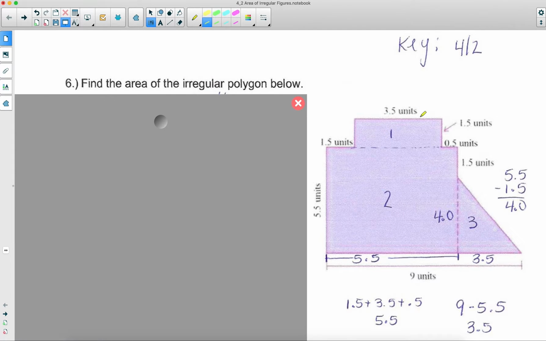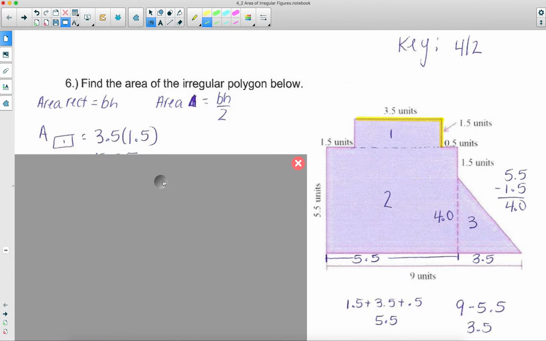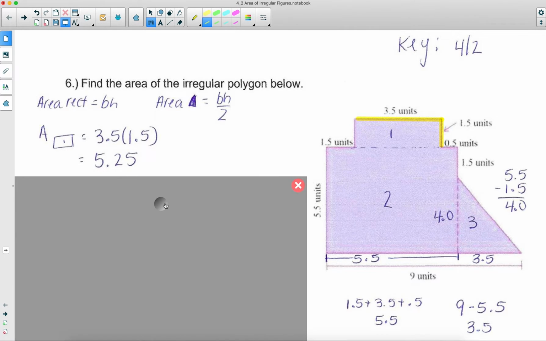So I went ahead and I said, well, if I have all this information, I can now start to highlight and say if this is my rectangle, it has a height of 1.5 and a base of 3.5. So I know that for the area of that first rectangle, it's going to be 3.5 times 1.5, which is 5.25.